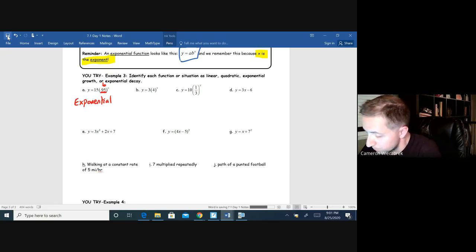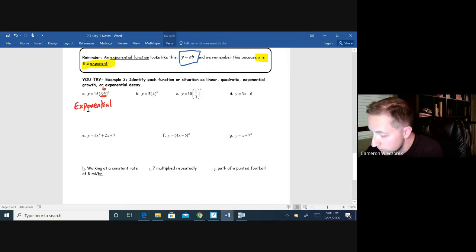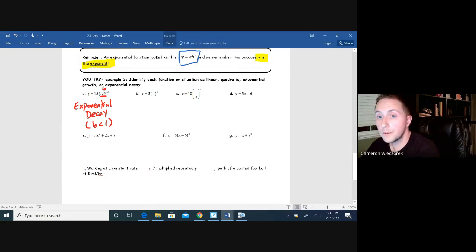Let's try it. So think for yourself, there's my b value, 0.95. 0.95 is less than 1. If you look back at the previous page, if you multiply by something less than 1, if that b value is less than 1, that's going to be exponential decay. And that's because b is less than 1.